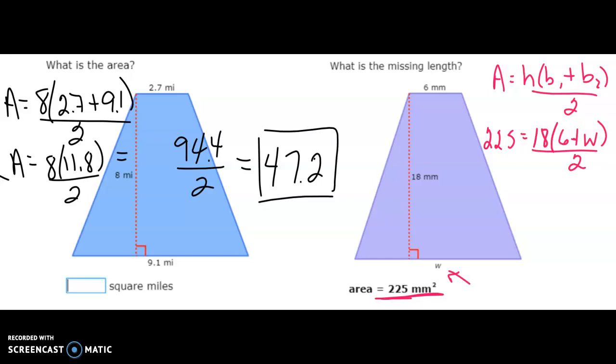There's so many different correct ways that we could do this problem. Trying to figure out which way y'all would want to do it. Okay, let's do it this way. Let's put it over 1. Cross multiply. 1 times 18, 6 plus W. So that'd be 18 times 6 plus W equals 225 times 2, which would be 450.